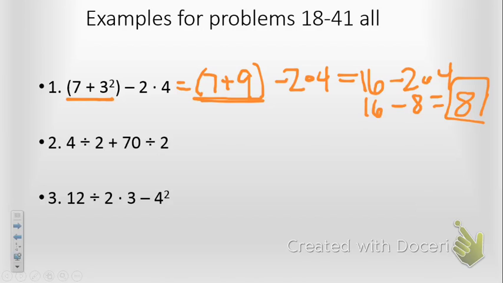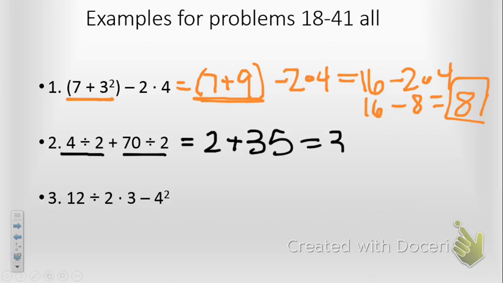Jump into number 2. 4 divided by 2 plus 70 divided by 2. Looking for parentheses. Don't see any. Exponents. Don't see any. Multiplication, divide. I've got a divide there and a divide there. So let's go ahead and do those. 4 divided by 2 is 2. Plus 70 divided by 2 is 35. 2 plus 35 is 37.